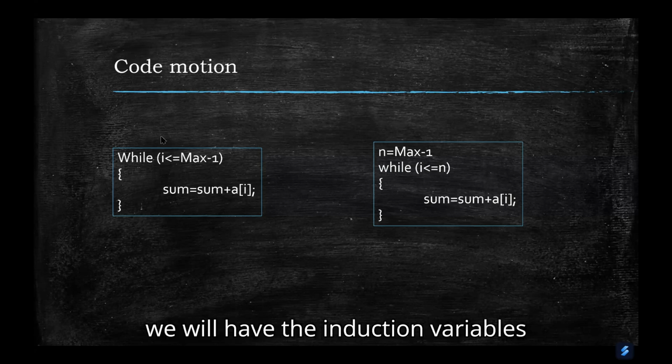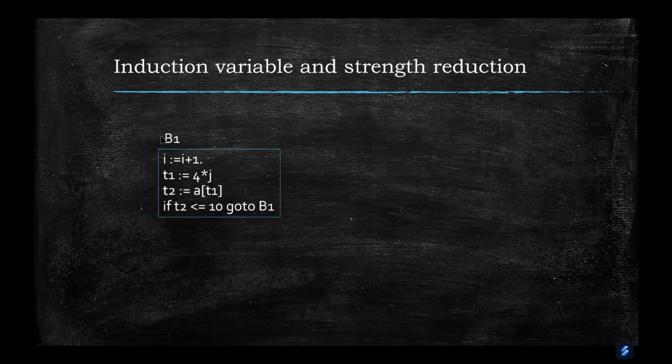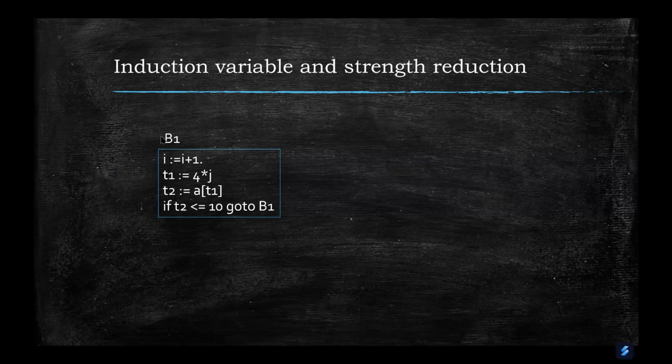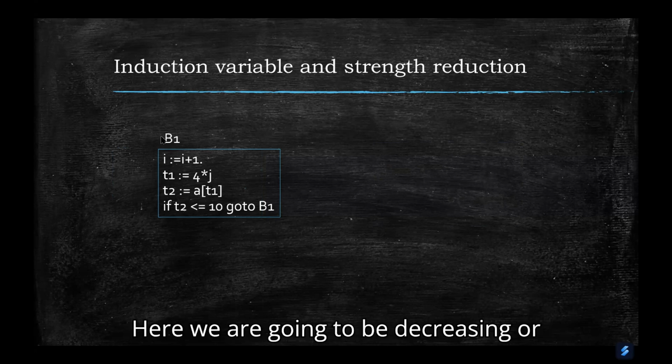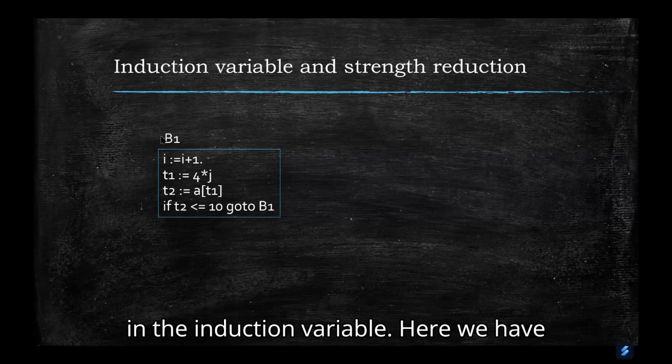Next we have the induction variables and reduction in strength. A variable x is called an induction variable of loop L if the value of the variable gets changed every time. Here we are changing the variable value every time. It is either decremented or incremented by some constant.